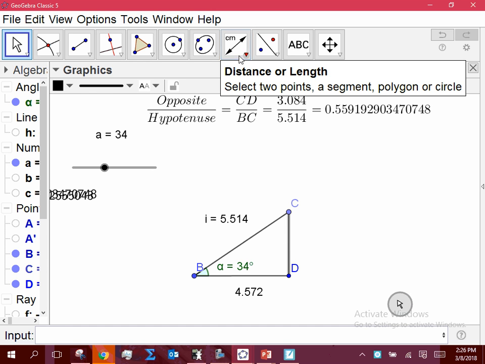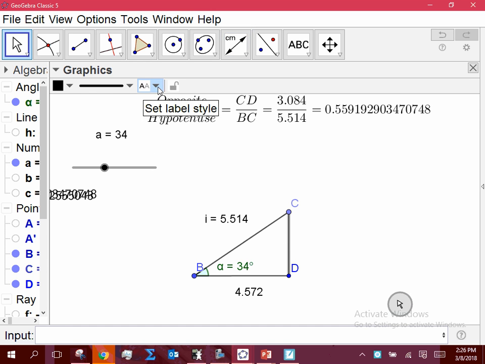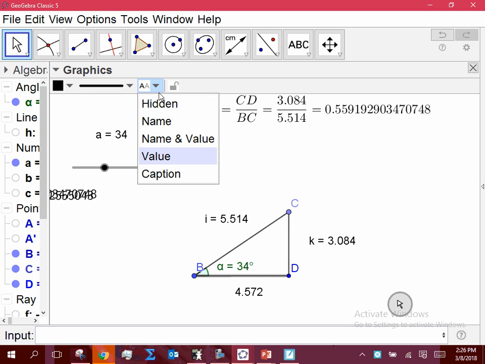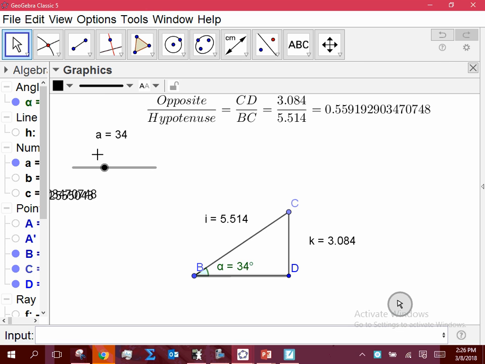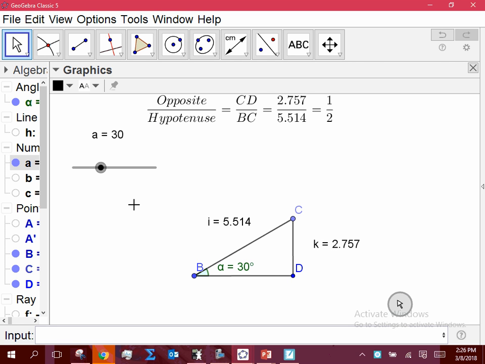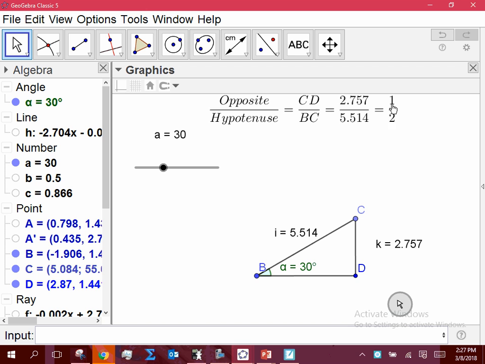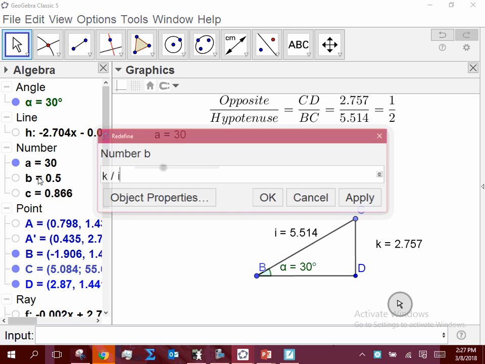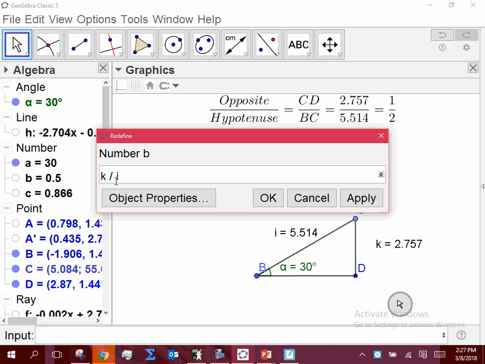If we look at that distance, and let's hide that. All right, so right now I'm going to change this angle to 30 degrees, okay? So I've got a right triangle here, correct? It's saying that this side here is, I'm calling it K, which is 2.7. I is the hypotenuse, 5.514. And what I want you guys to recognize now, you could argue, well, you just put 1/2 up here. If I go to this number right here, see how that equation says K divided by I?